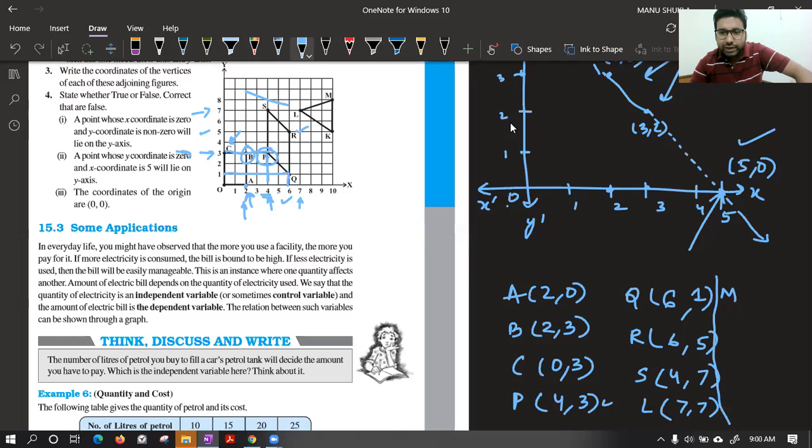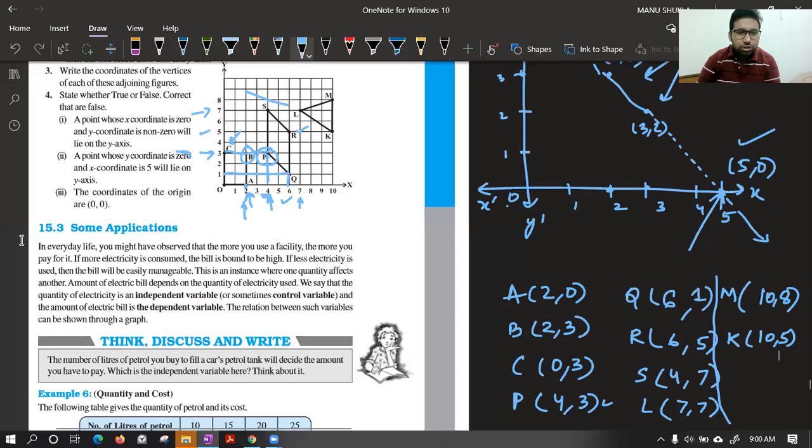Class, see point M. The coordinates of point M are, the vertical line is giving me, very good, 10 comma 8, correct. Then the last is point K. Point K is again 10 comma 5, good. So I hope this topic of locating the points on a coordinate axis is clear to everyone.